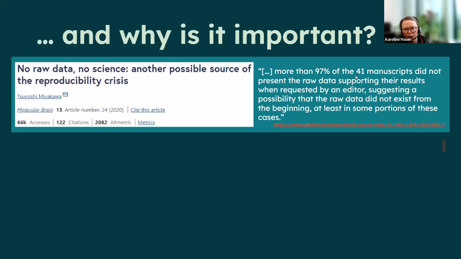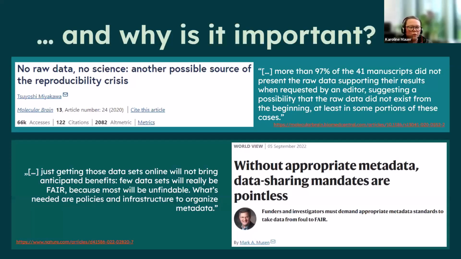So of these 41 manuscripts where he had to ask for additional raw data, only one study in the end was published, and all of the others were rejected at different stages of the process because the raw data was never supplied or it was insufficient. And he hypothesizes that the raw data did not even exist in the first place. But even if the raw data was there, just pushing it online somewhere would not make it FAIR, because without standards, infrastructure, and policies, it would be unfindable because it would be unorganized.